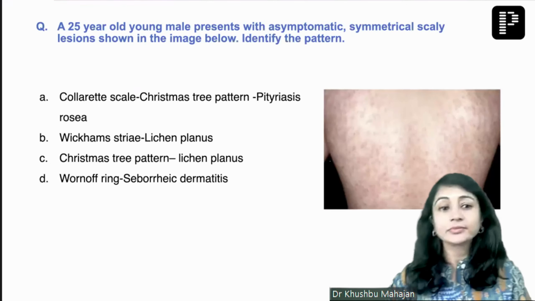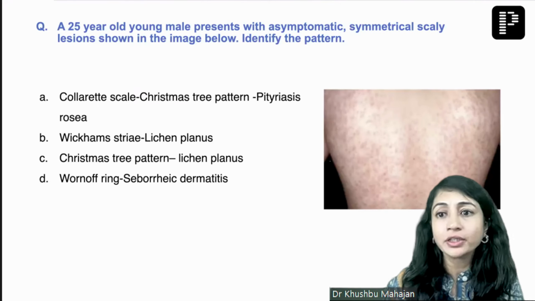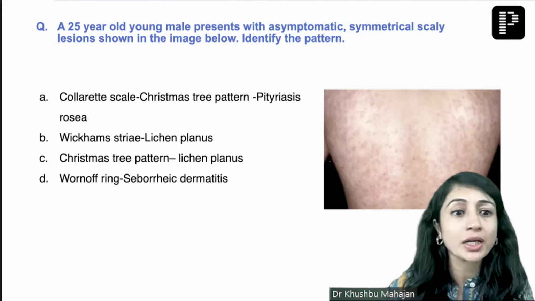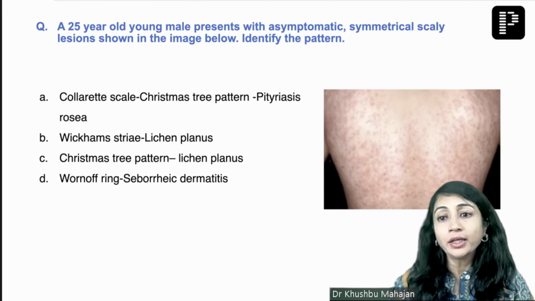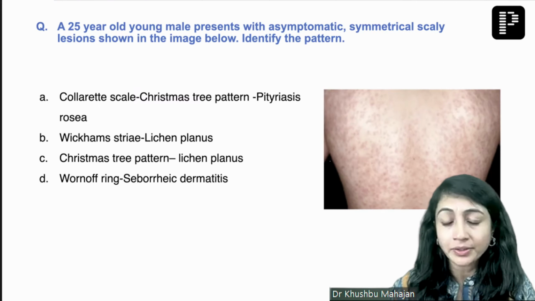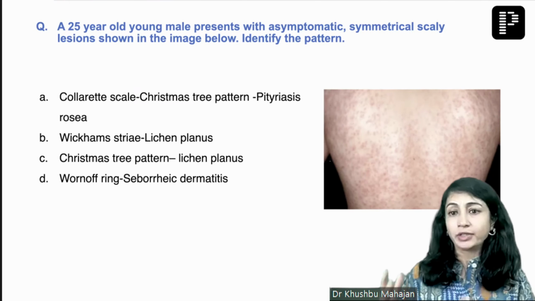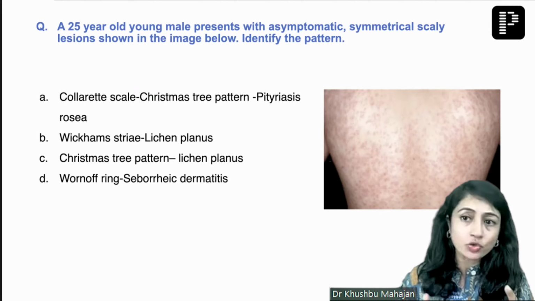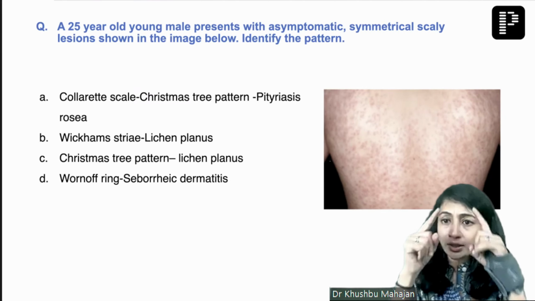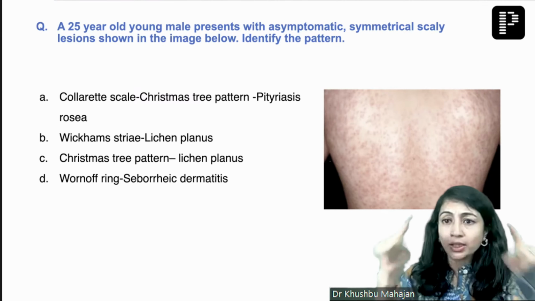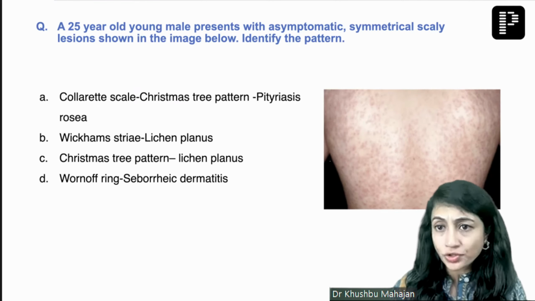So starting with the first question that I have, a 25-year-old male presents with asymptomatic symmetrical scaly lesions, which are shown in the image, and you had to identify the pattern. So if we look at the options and the image, probably an image was provided to you where there were red scaly lesions on the trunk, and they were typically along the tension lines of the skin. So typically called the Christmas tree pattern.